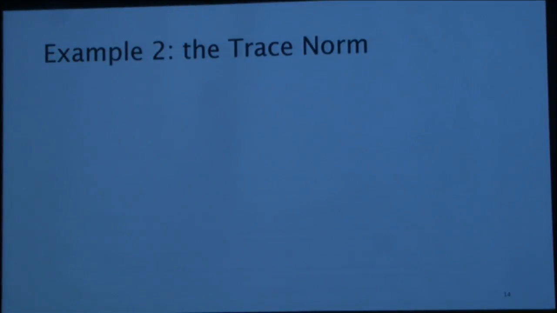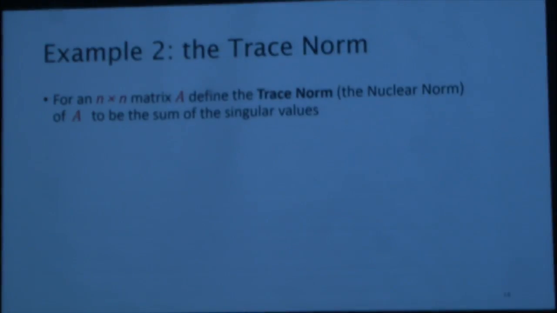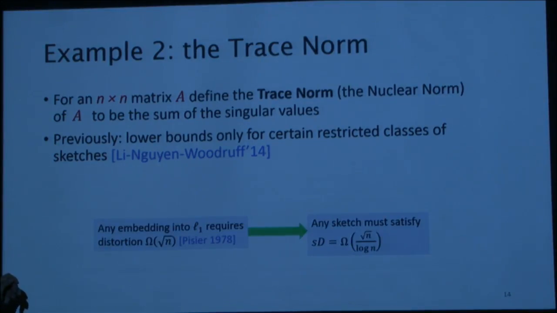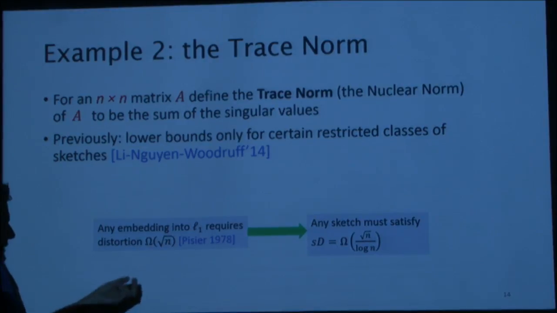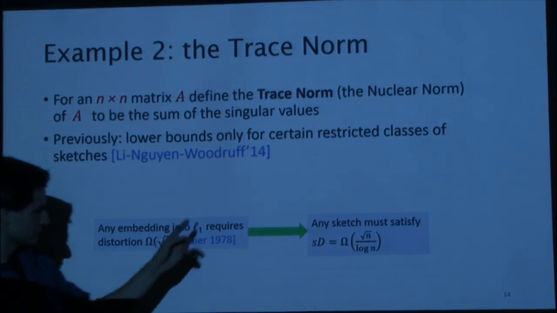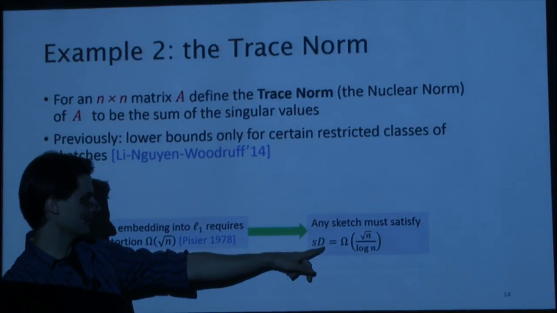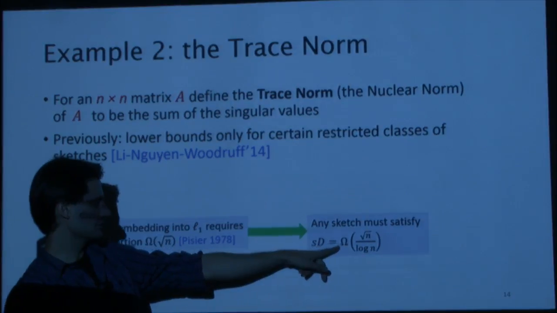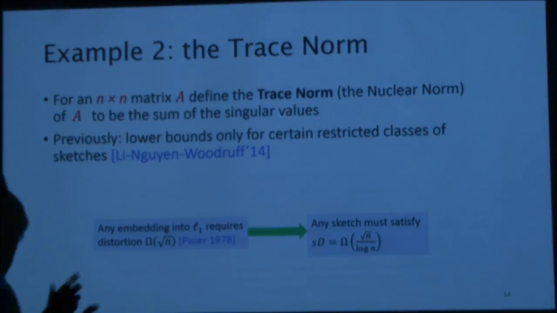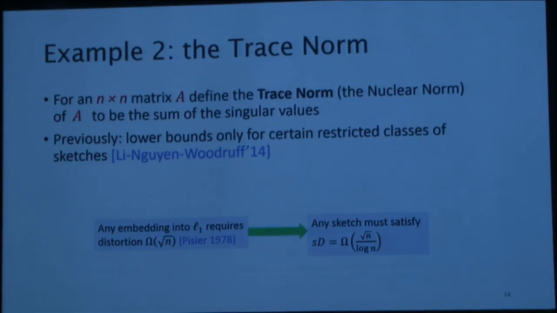Another example is the trace norm. For an n by n matrix, the trace norm is just the sum of the absolute values of the singular values. This has been studied before our work. There are lower bounds, but mostly for restricted classes of sketches, for linear sketches to be precise, by Li, Nguyen, and Woodruff. Applying our theorem together with a result by Pisier from '78, who showed that any embedding of the trace norm into L1 requires root n distortion, this immediately implies that any sketch must satisfy that sketch size times distortion is omega of root n divided by log n. The log n appears because we have to switch from L1 minus epsilon to L1, but that's the usual thing: you take epsilon to be 1 over log n, and then it's very close to L1.